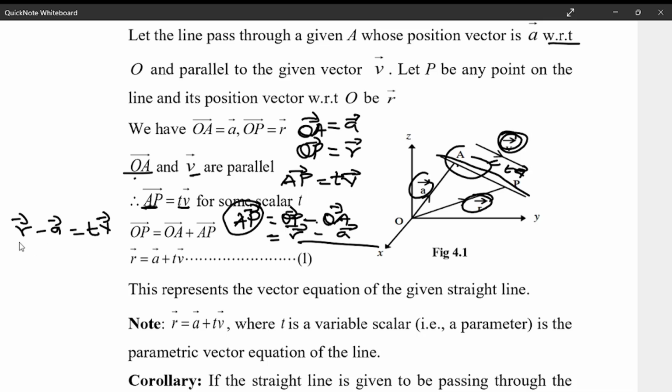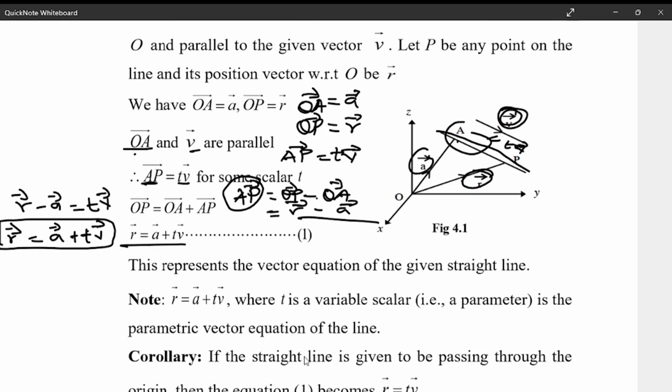Now, let's make R the subject here. If we make R the subject, then we have R equals A plus a certain scalar times V, and that is what we have. So this equation that we have here is called the vector equation of the given straight line. T is a variable scalar or just a parameter, and so this is the parametric vector equation of the line.